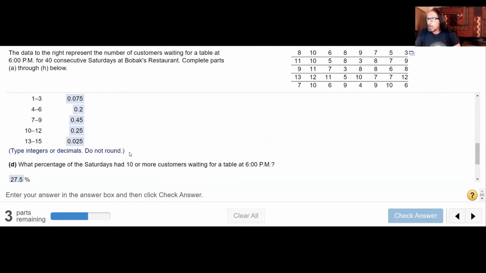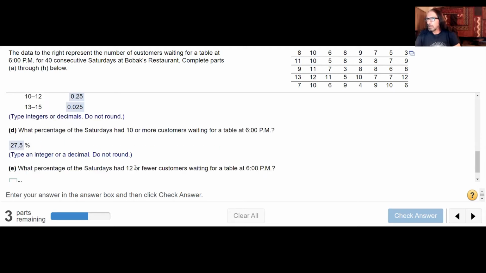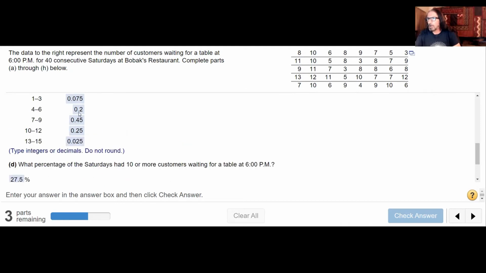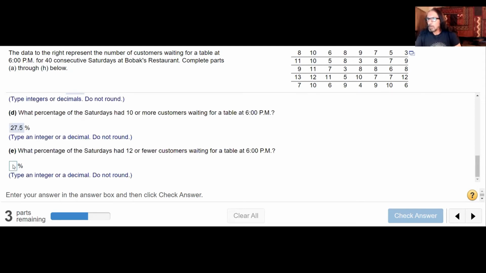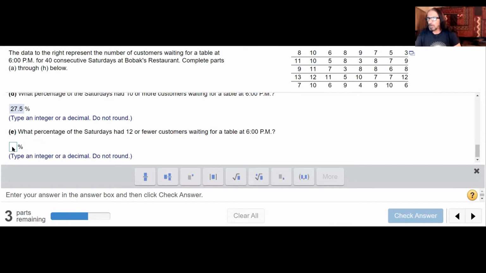On the other hand, 12 or fewer, notice that fewer part, again, they don't want exactly 12 that we're weighting. They don't want just the 10 to 12. We could add up everything from the first up to the second to last to get our relative frequency and then convert that to a percent.